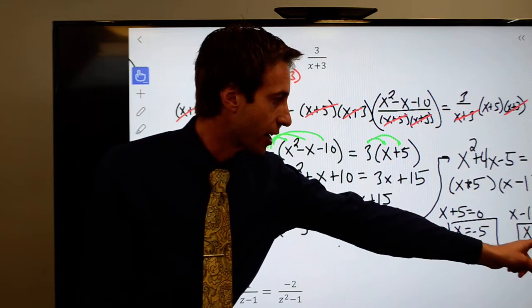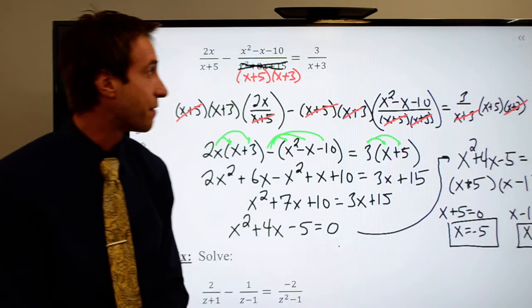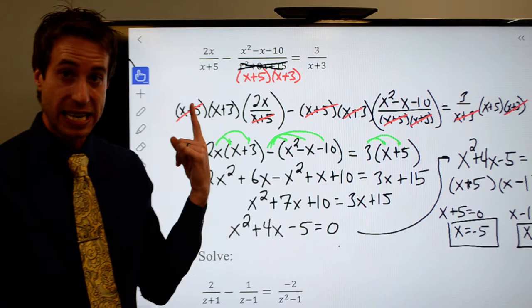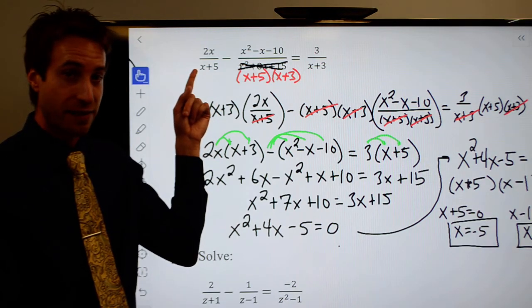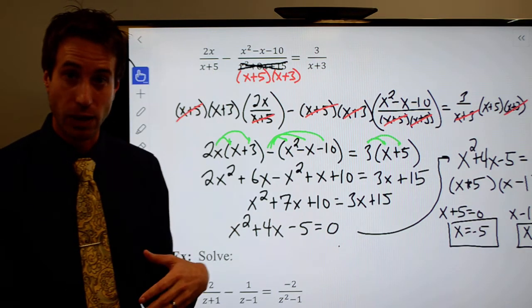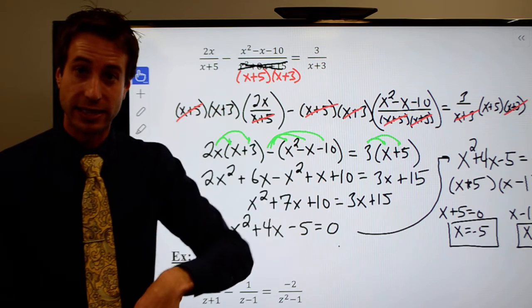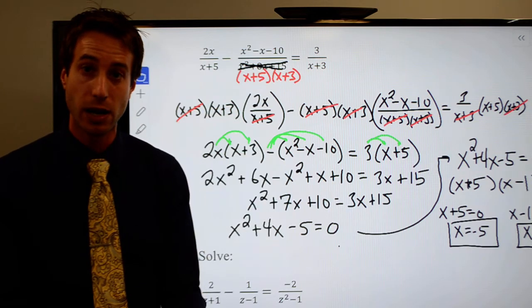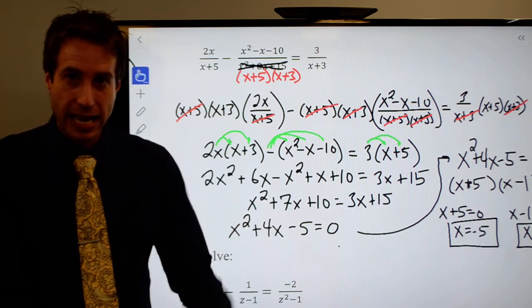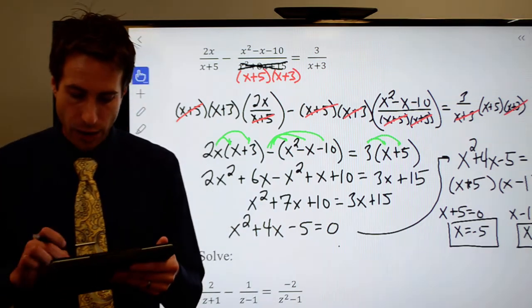Sorry, it's kind of off the screen here. I got a positive 1 there and a negative 5 here, but I look at it and immediately I see, if I plug in a negative 5 here, negative 5 plus 5 is 0. That gives me 0 in the denominator, and division by 0 is undefined. You can't do that. It's not allowed.